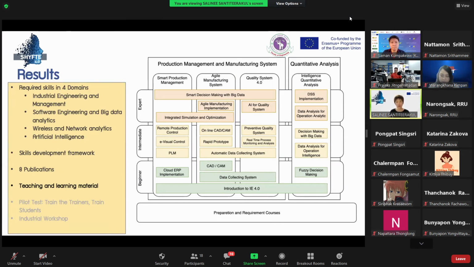From this, we can see that we have a lot of modules for the employees of SMEs. If they are at the beginning level, they may take the module for the beginner. For deeper knowledge, they have to pass the beginner and intermediate levels first, and after that they can take courses at the expert level.